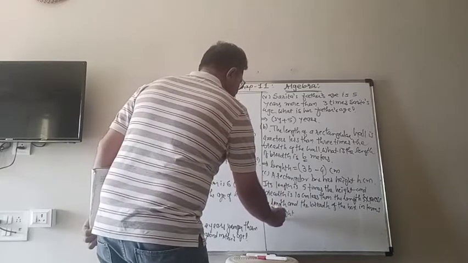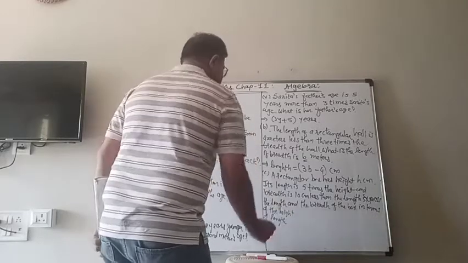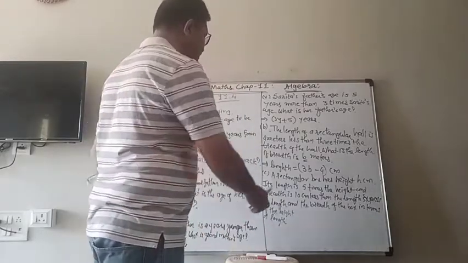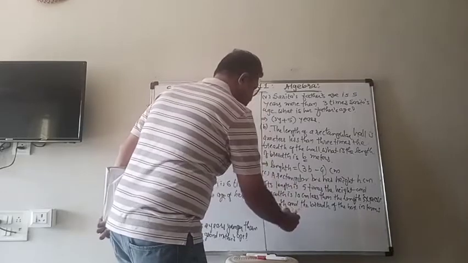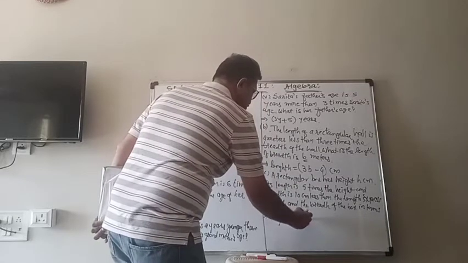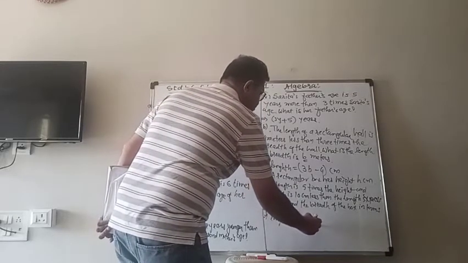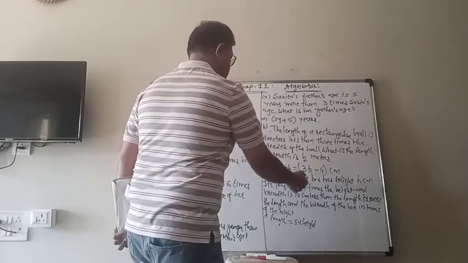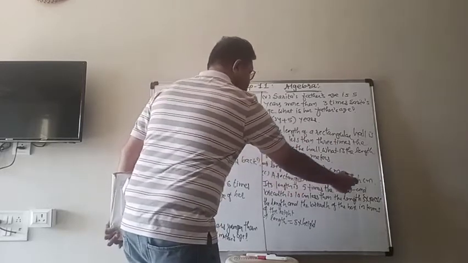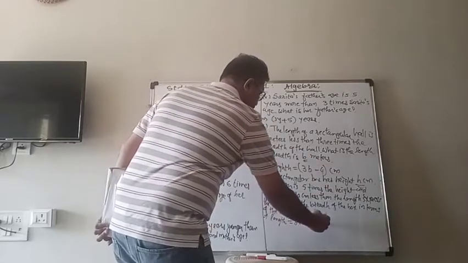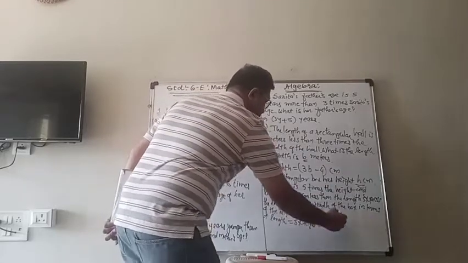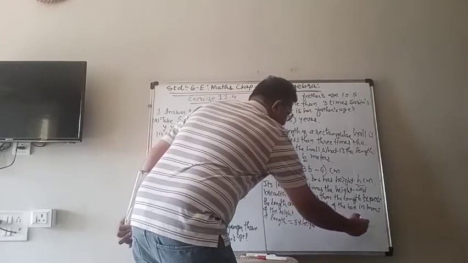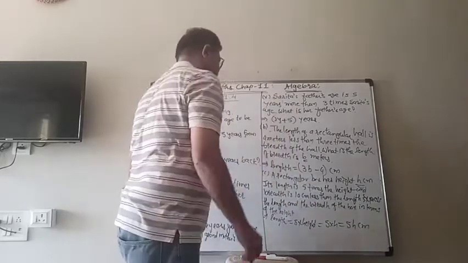So first we will take length. What is given? Length is 5 times the height, and height is given as h. That is 5 times h, which is equal to 5h centimeter.